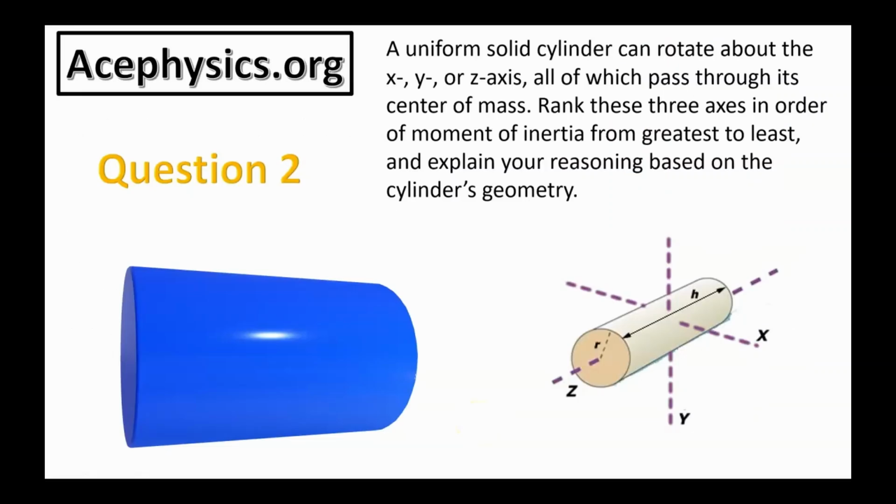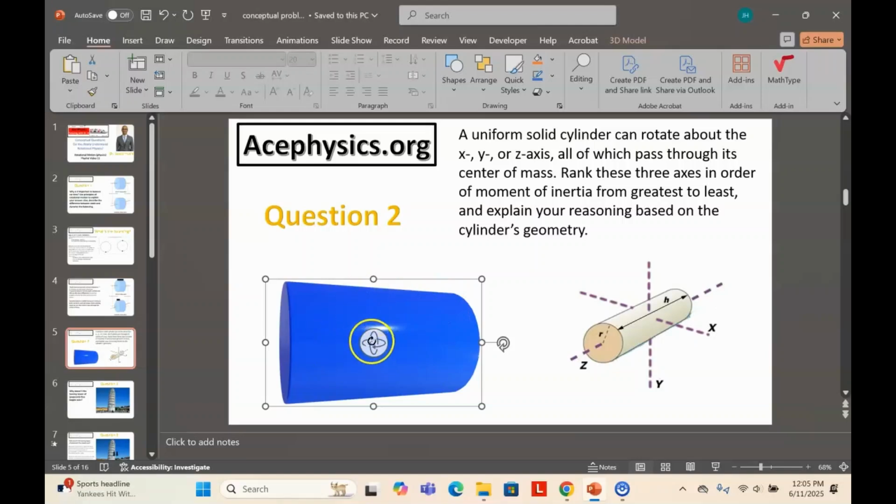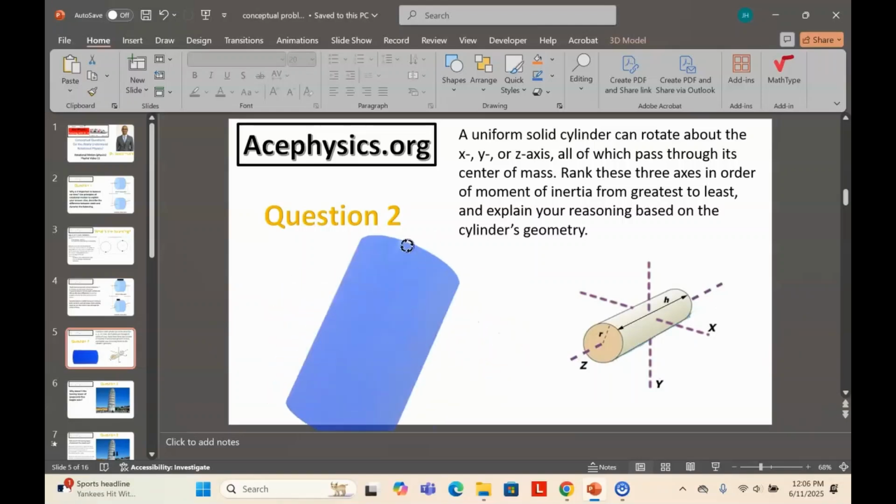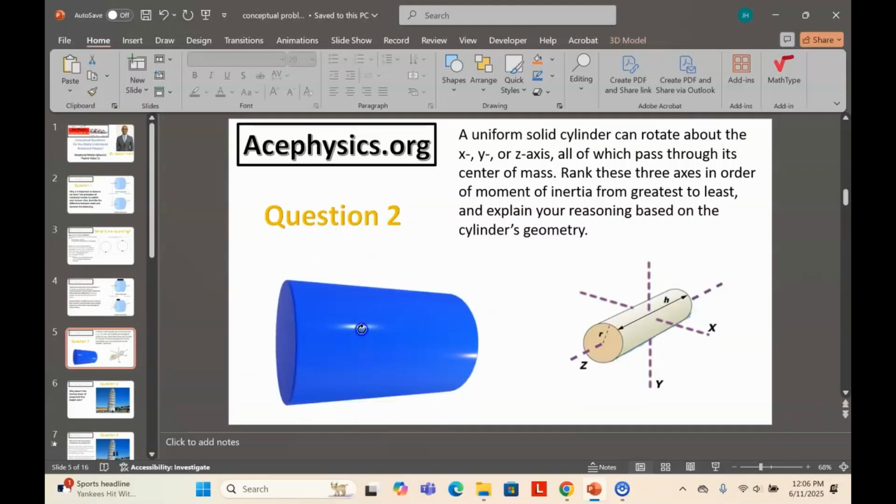Question 2. A uniform solid cylinder can rotate about the x, y, or z axis, all of which pass through the center of mass. Rank these 3 axes in order of moment of inertia from greatest to least, and explain your reasoning based on the cylinder's geometry. This uniform solid cylinder can be rotated about the y-axis, it can be rotated about the x-axis, and it can be rotated about the z-axis. You would need a dot on the edge to be able to visualize this better.